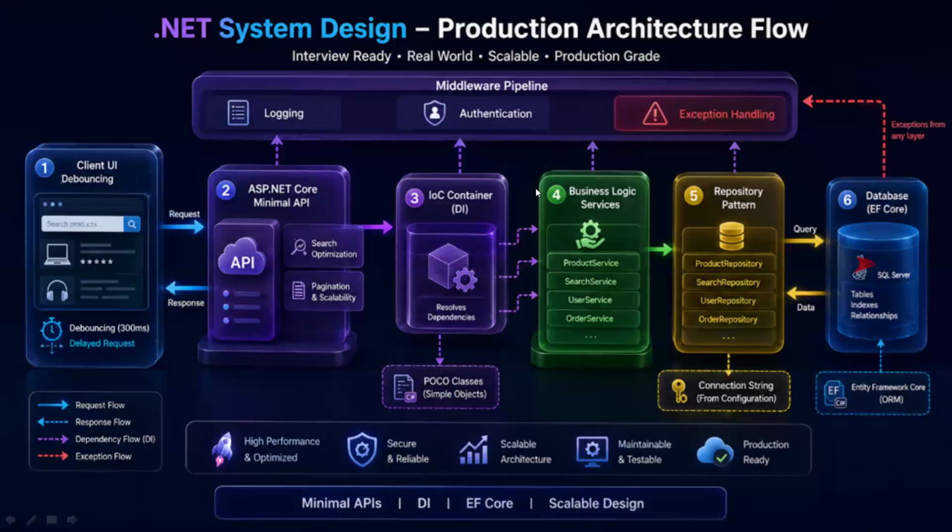Once a user searches in the search box, I will send a request to an API. During this request, will the request go to the API first? No, it will go through the middleware pipeline. In this middleware pipeline, I will explain how to create an exception handler middleware. Next, from the API it will go to the IOC container. I will show you how to create the IOC container, where all the dependencies will be relied on.